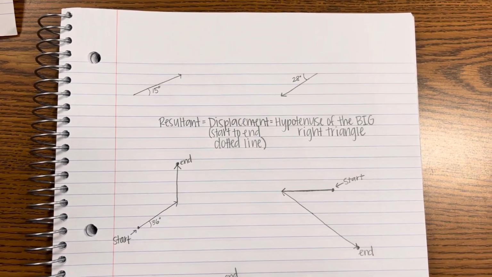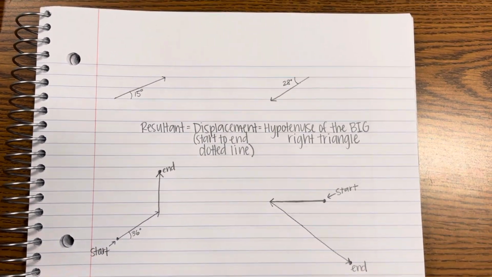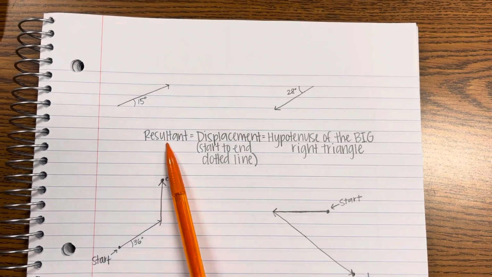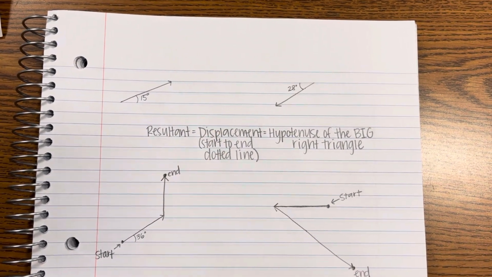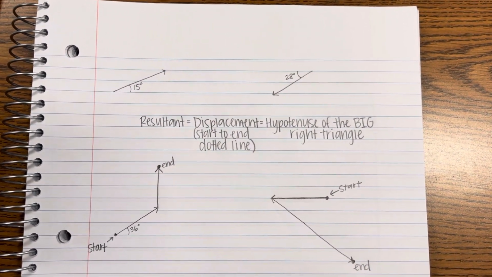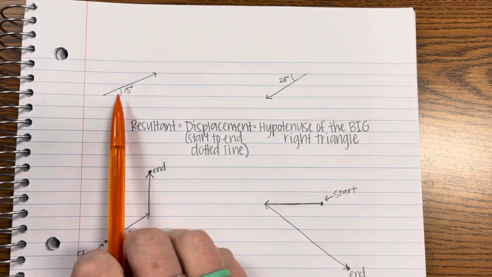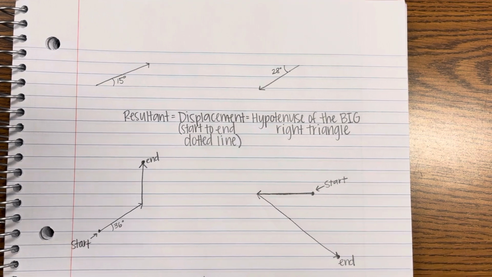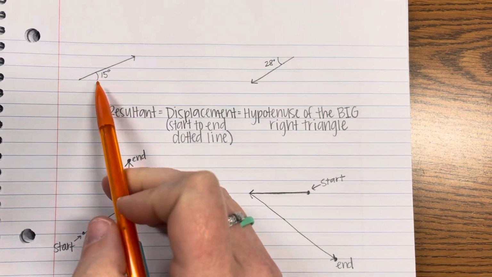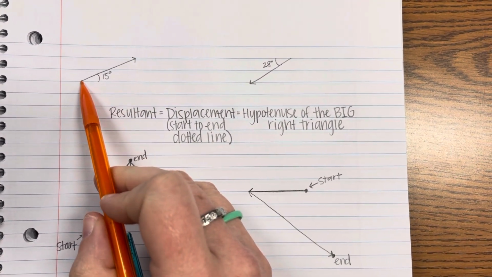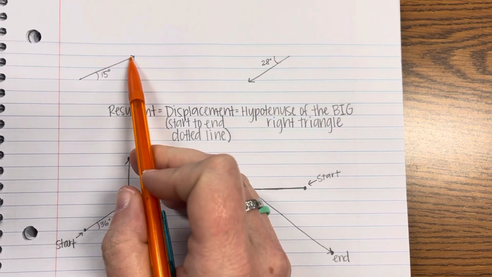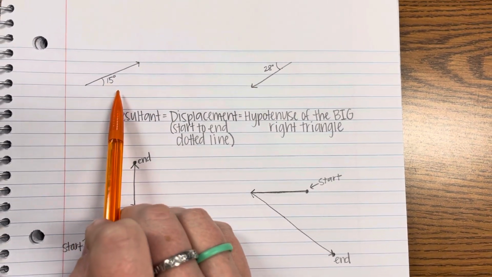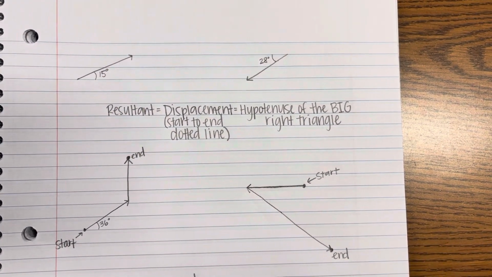Hey y'all, in this video, I'm gonna go ahead and try to clarify some things about what the resultant is and the displacement and why we have all these right triangles everywhere. But I'm gonna start with some just regular vectors so that we can lead into the rest of this. So this vector, I don't have the magnitude listed, but it's at 15 degrees north of east.